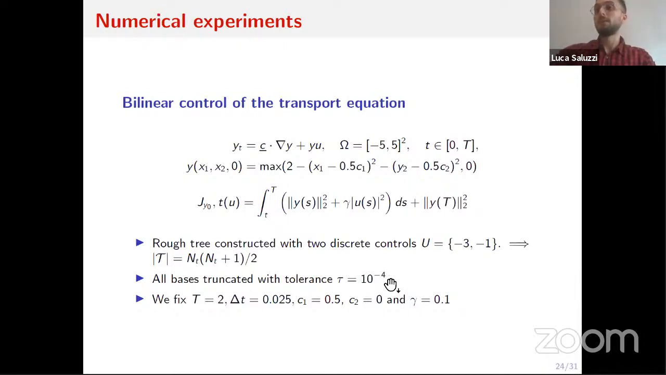We are going to compare POD and two-side POD, and we fix the final time t equal to 2, the time step, and gamma equal to 0.1. But the most important thing is that C1 is 0.5 while C2 is equal to 0. We are considering a 2D problem, but the transport is just in one dimension.